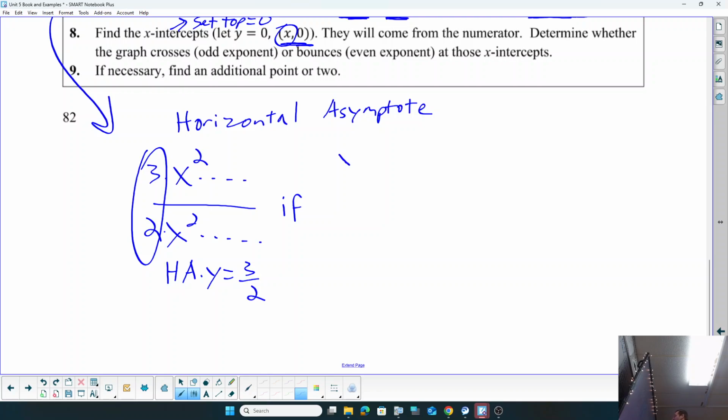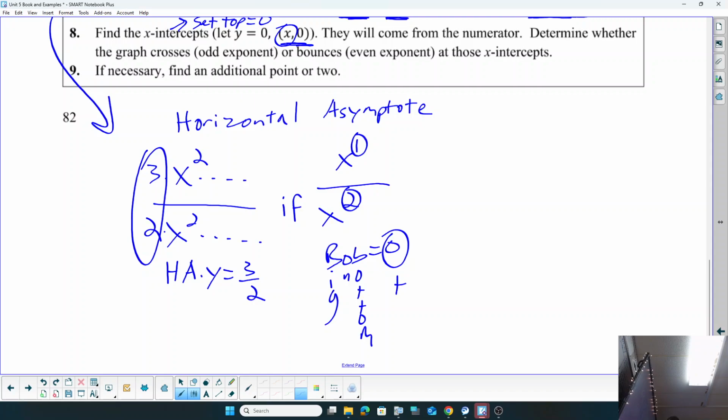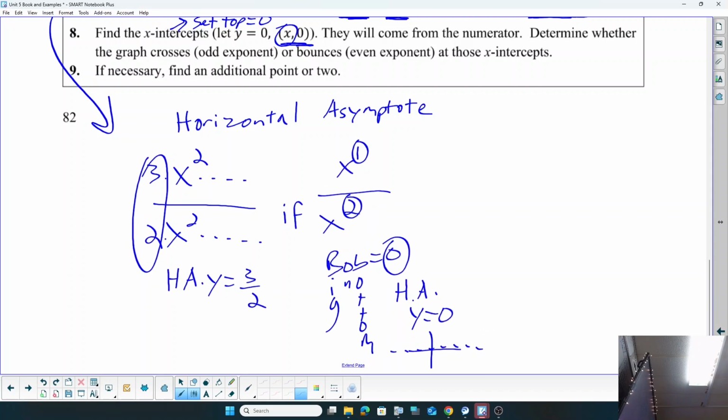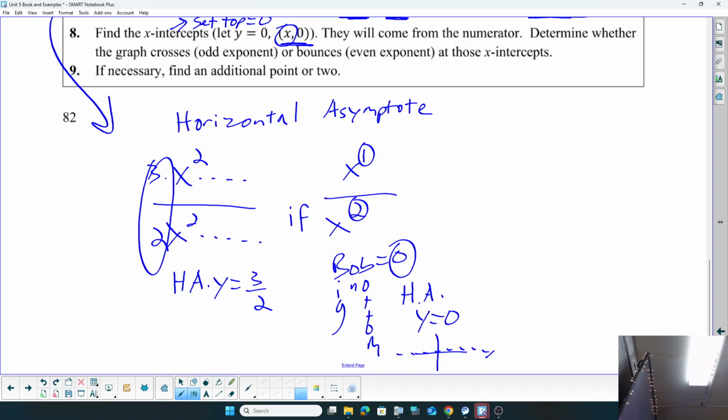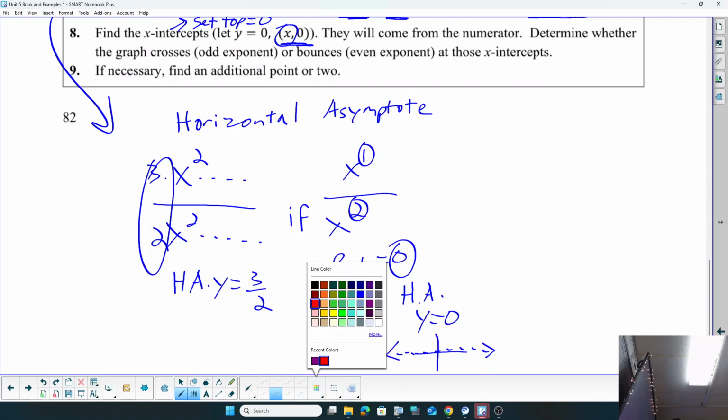If the top power is x over the bottom power x squared, so if it's bigger on the bottom, that means the horizontal asymptote is just y equals 0, which is along the x-axis.